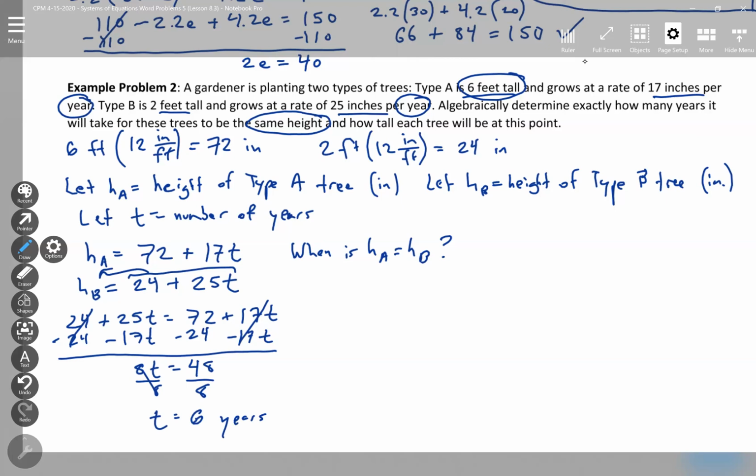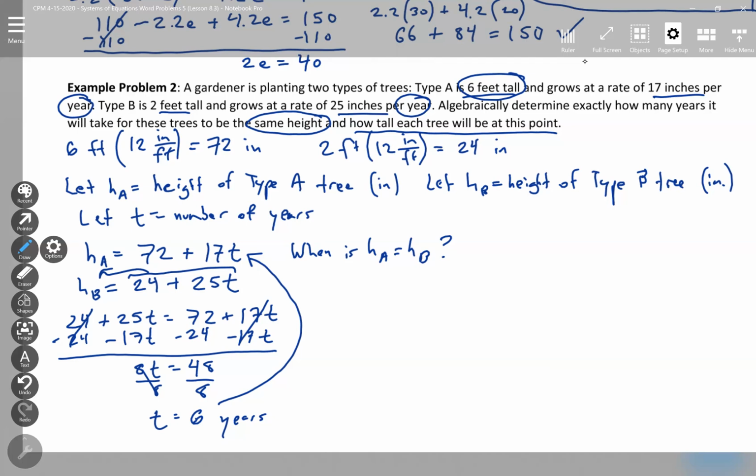Now, the problem is also asking us how tall each tree will be at this point when they're the same height. So what we could do is substitute this number of years into either of these equations. And what I'm actually going to do here is to substitute into both equations. And that's going to allow us to check our answer at the same time. Because if this time is correct, what I should find is that HA and HB are equal to each other when t is equal to 6 years.